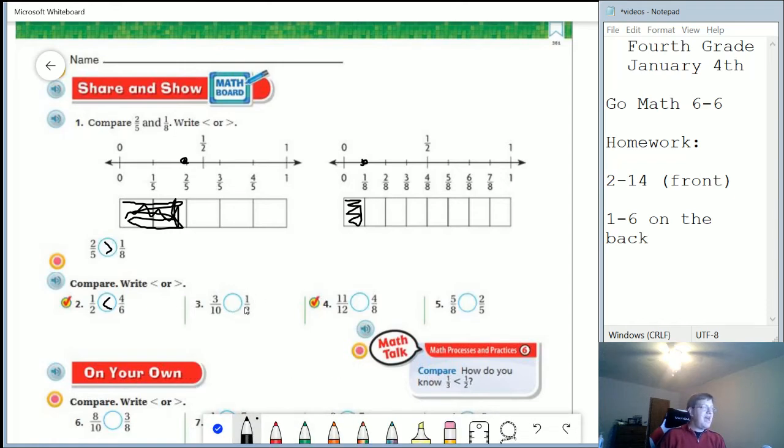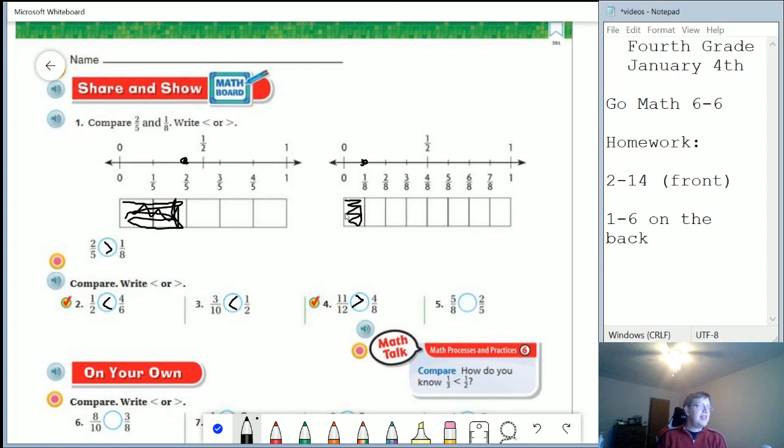So half of 10 would be 5. This is going to be smaller than that. So 3/10 is going to be less than 1/2. This one is going to be greater than 1/2. So this side would be equal to 1/2. 6 parts out of 12 would be exactly 1/2. We are counting 11 parts. So that would be greater than.